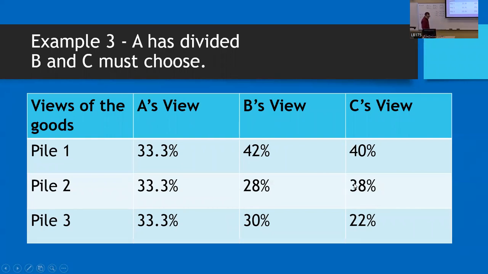I want you to check out this one. A has divided into three piles, and decide who gets what. So A is the divider, still got a third. So 33.3% is the percentage that ensures a fair share.